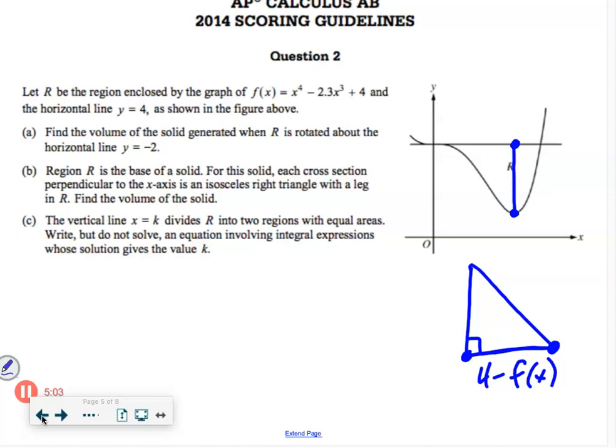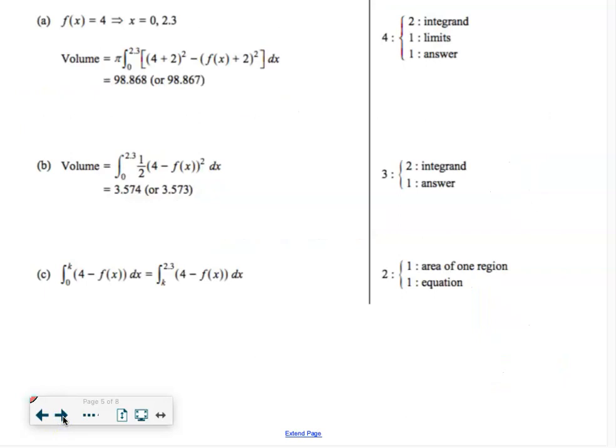So what's your volume then? When you do volume by cross section, it's just the integral of the area of the cross section. So it's the integral of the area of this triangle, which is 1/2 times this squared, right? Okay, so you end up with 1/2 times 4 minus f of x squared to get the area of that triangle, 3.574-ish. So you got it. Well done. Good setup.